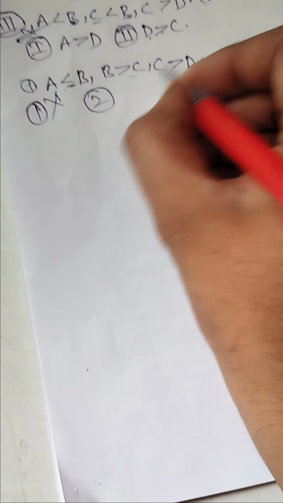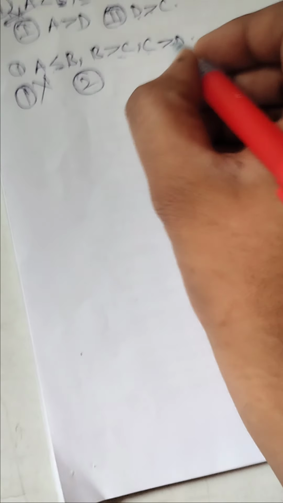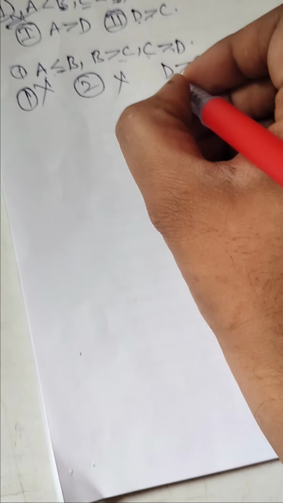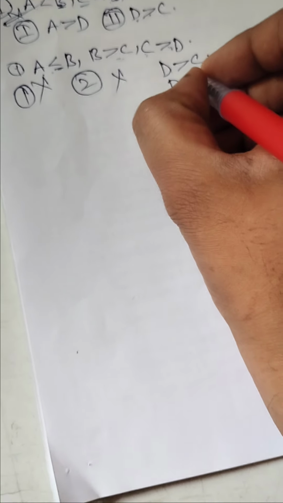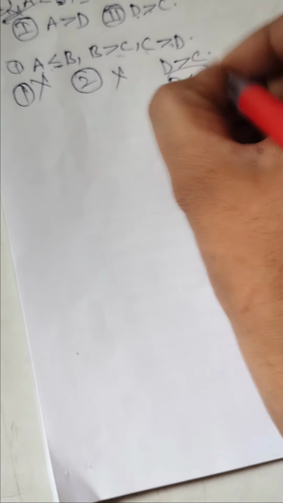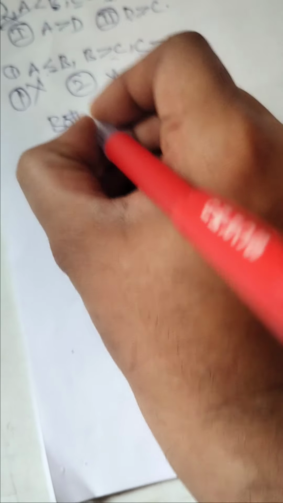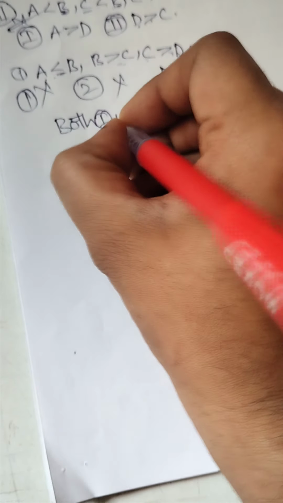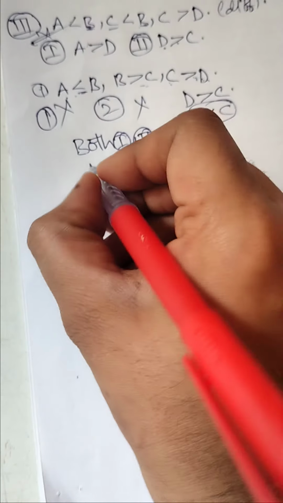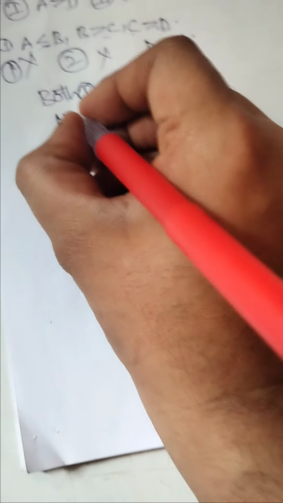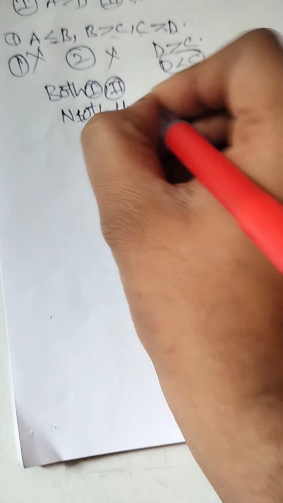Second, D greater than C, but D less than C in the statement, so it is false. D greater than C is correct, but here D less than C is seen, so both 1 and 2 do not follow. Yes, right, like this.